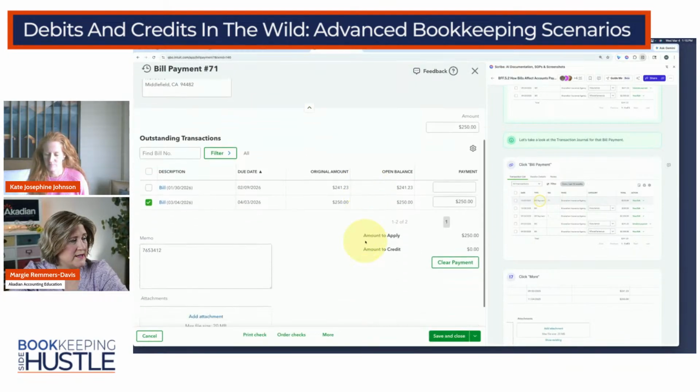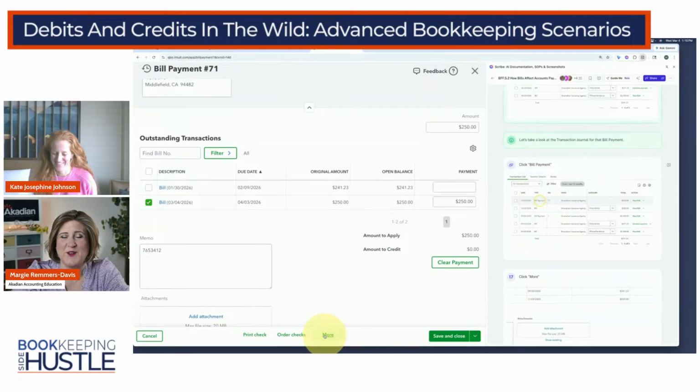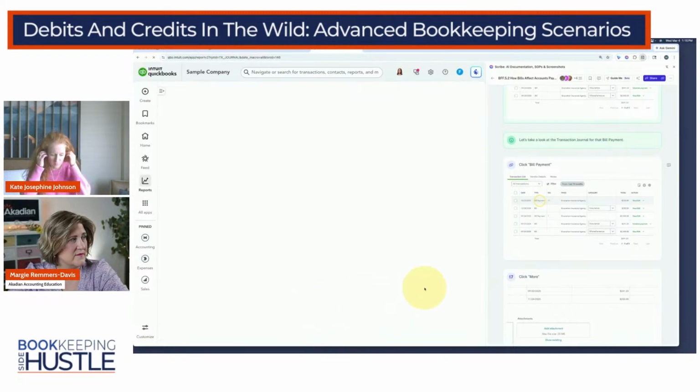Now, before I take a look at the transaction journal, let's predict what we should see there. Okay, so we just paid a bill with a check. What should we see? You should see a debit to the accounts payable because we have less that we owe someone, but we also lost money in checking. So we're going to credit our checking account. Right. So it's that crisscrossy thing. Okay. So let's look at the transaction journal.